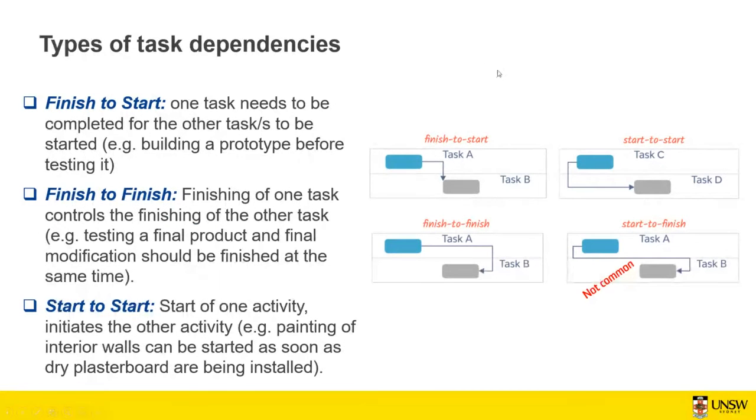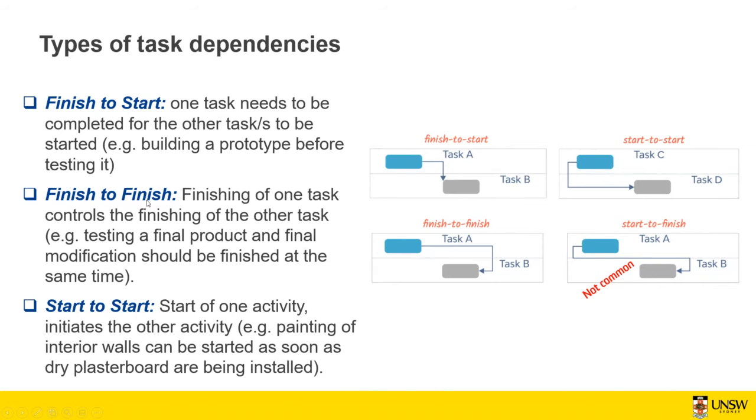Okay, so the types of task dependency. First of all, the most common one is finish to start. You need to complete a task before starting another task. A good example of that is building a prototype before testing it. If you don't build it, you cannot test it. So this task needs to be finished before the second task, testing, can start.